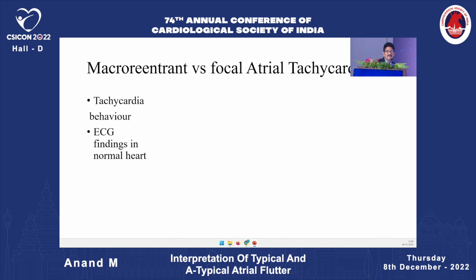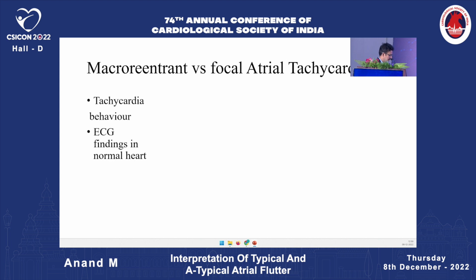So, how to differentiate between macro-reentrant atrial tachycardia versus focal atrial tachycardia? Most important thing is the tachycardia behavior. In case of a focal atrial tachycardia, usually you will have a warm-up and a cool-down phenomenon, and they usually can occur in bursts. On the other hand, in flutter usually the atrial rate will be like 300 beats per minute, so the ventricular rate will be 2:1 AV block. So rate will be around 140 to 150.